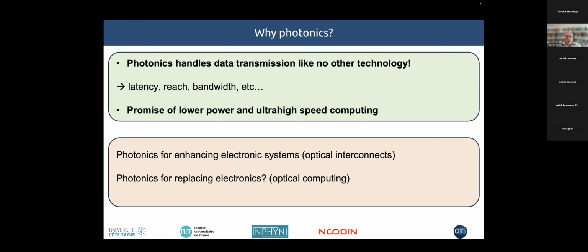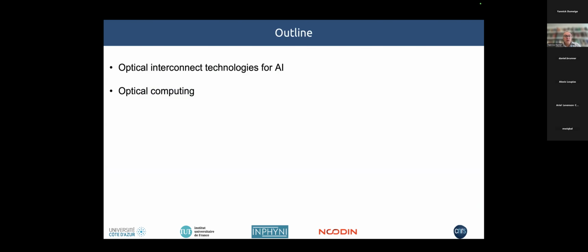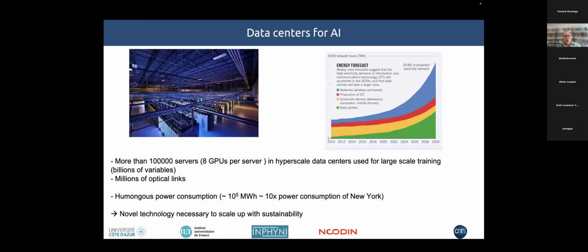So during my talk, I will follow this clear distinction: how photonics can help for AI with optical interconnect technologies and what people are doing with that, and also, what about optical computing? So let's go with the optical interconnect technologies.